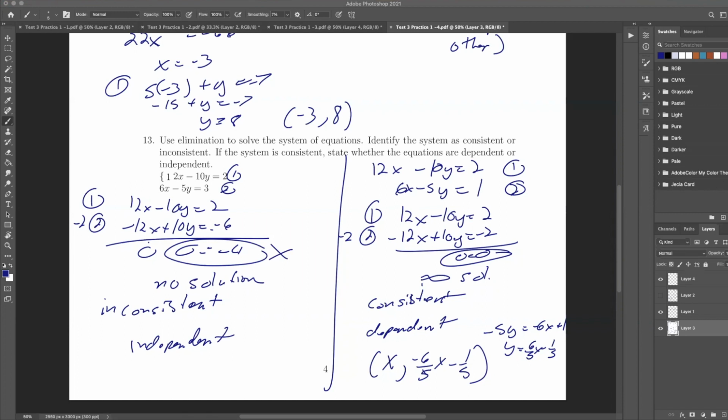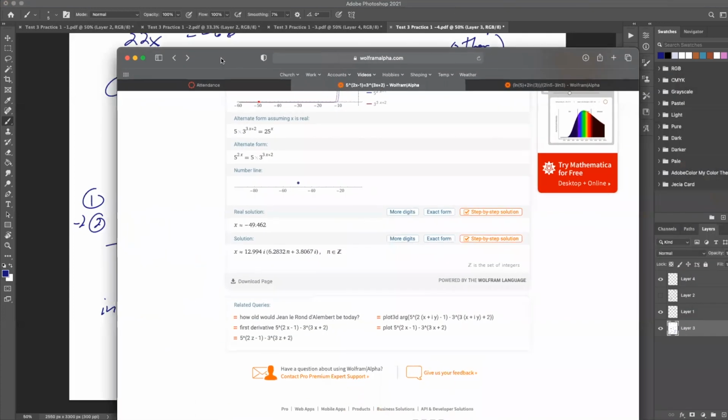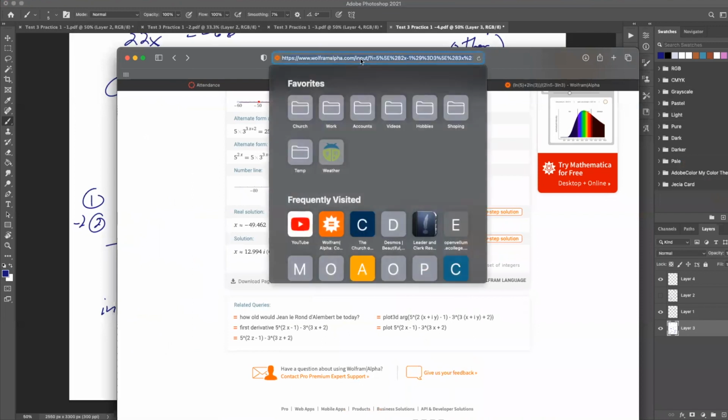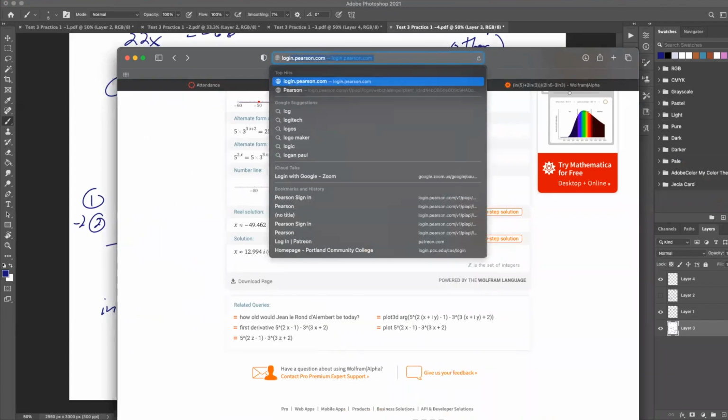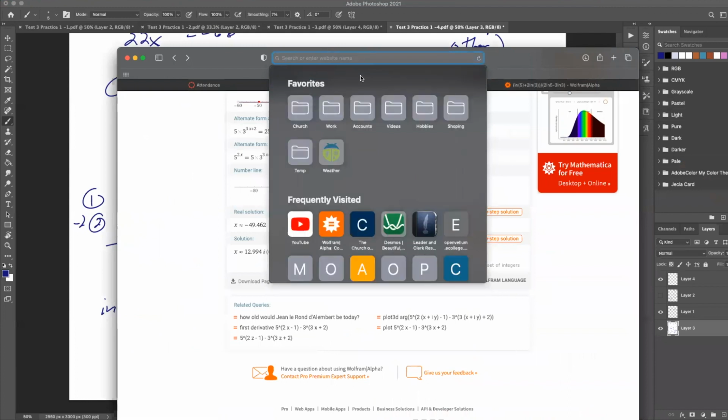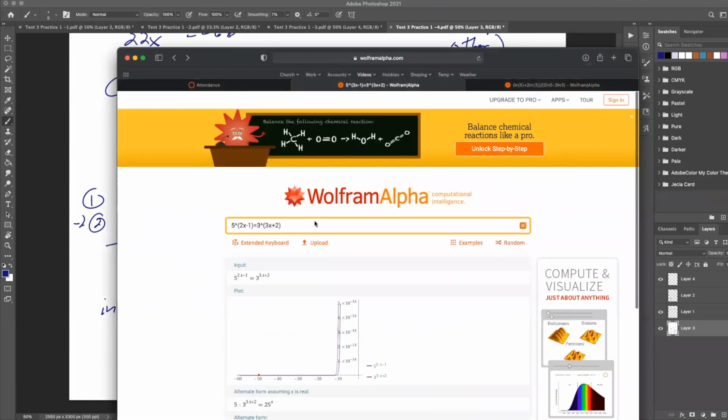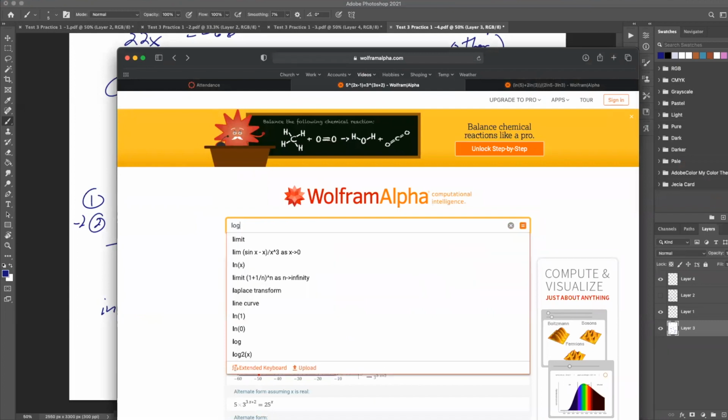And let me show you how to do a system real quick. And how do we check these in the computer? We're just going to open up Wolfram Alpha, and here we can just type in log. Oh, hold on. My search bar here. Type log base 10, and we'll just check each of these.